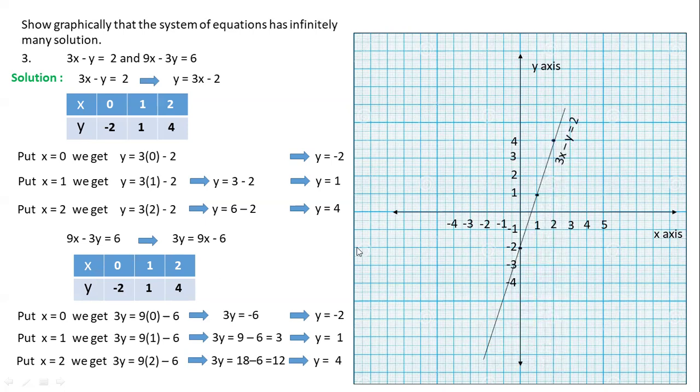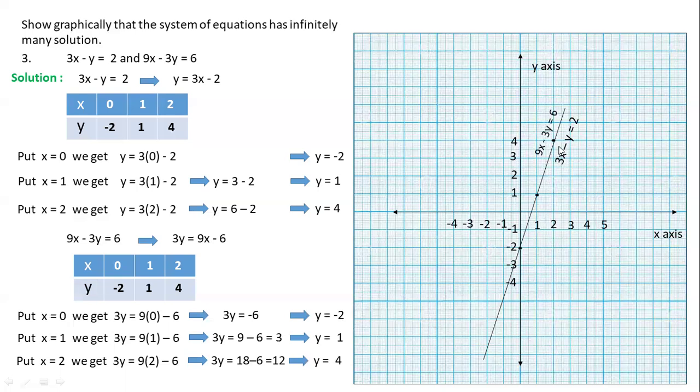0, minus 2. This is the point. 1, 1. 2, 4. Again, it is the same points. So you get one more graph with the same points, and that is 9x minus 3y is equal to 6. Both the graphs are overlapping each other.